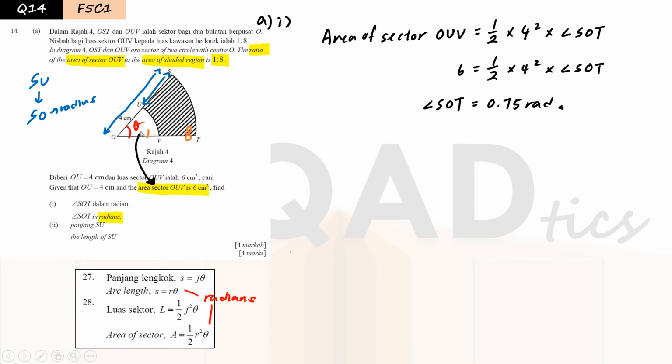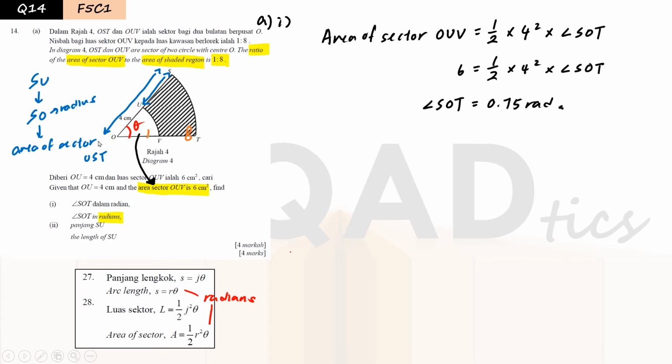So the small sector is 1 part and the shaded region is 8 parts. And if you notice, if we add up the area of these two regions, the area of the small sector and the area of the shaded region, it is actually the area of the big sector, the area of sector OST. So we can actually find out the area of the sector OST. So to find out the length of SO, we can find out the area of sector OST first.